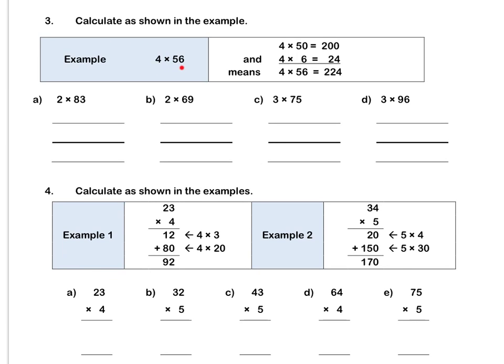4 times 56. 4 times 50 is 200 because 4 times 5 is 20 times another 10 is 200, and 4 times 6 is 24. Then we add up our units, tens and hundreds to get a final answer. Pause this video to complete question 3.